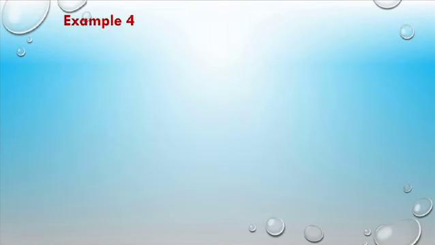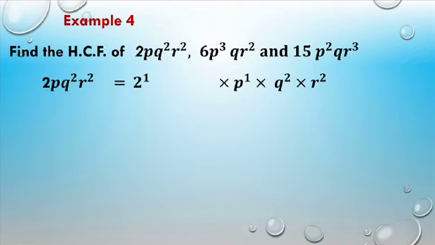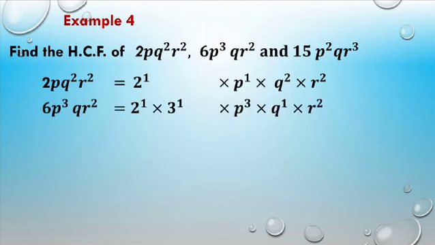We now move on to a fourth example. Find the HCF of 2p q squared r squared, 6p cubed q r squared, and 15p squared q r cubed. So here we can write 2p q squared r squared as 2 to the power of 1 times p to the power of 1 times q to the power of 2 times r to the power of 2. The next term, 6p cubed qr squared, can be written as 2 to the power of 1 times 3 to the power of 1 times p to the power of 3 times q to the power of 1 times r squared.